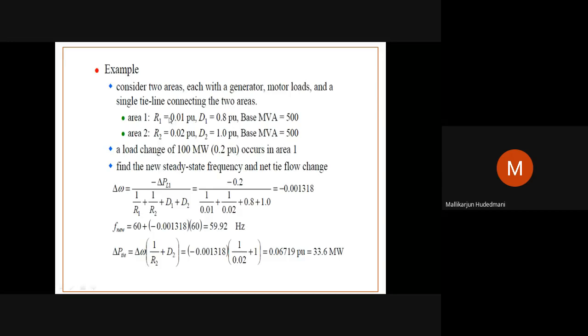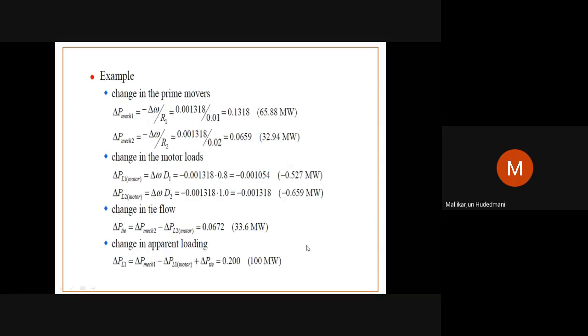In line with this, one simple problem we began in the earlier class, with two areas and a base given, showed how the frequency deviation and how the tie line flow we have just understood. Similarly, we continued with the mechanical power or pickup of the power from area 1 and area 2 like that.